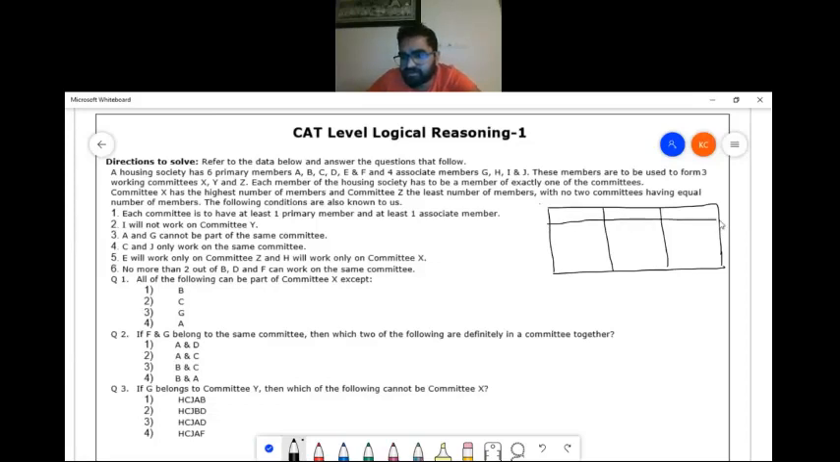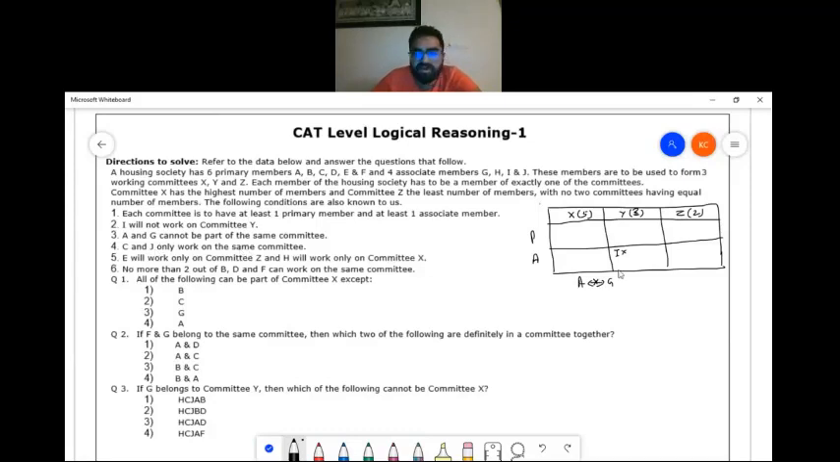So I'm writing here X, 5, Y, 3, and Z, 2. And I'm segregating between primary and associate members. So let's say this is primary and this is associate. I is not in Y, I is cross. A and G cannot be part of the same committee. So A and G are not together. I'm just writing this notation. It means both will not work together.